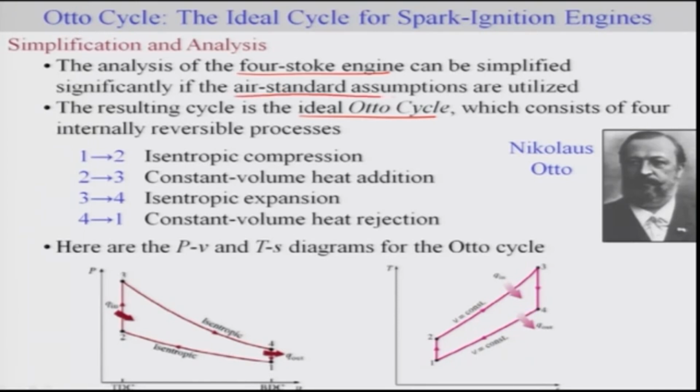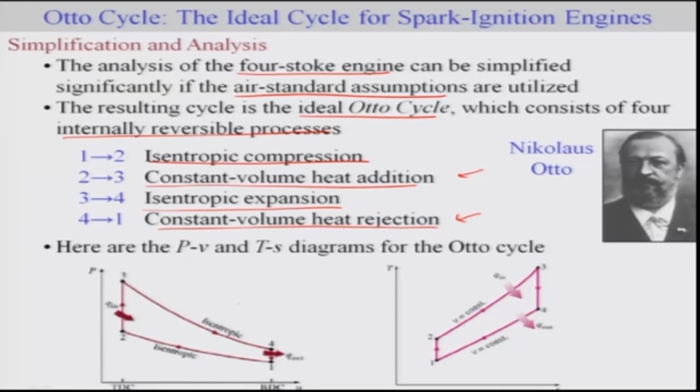Here we are going to make use of a standard assumption. Essentially, the ideal Otto cycle consists of 4 internally reversible processes, as we already described earlier. The first is isentropic compression, followed by constant volume heat addition. The combustion is going to be considered as constant volume heat addition, then isentropic expansion, followed by constant volume heat rejection. The exhaust gas which is taken out of the system will be considered as constant volume heat rejection.